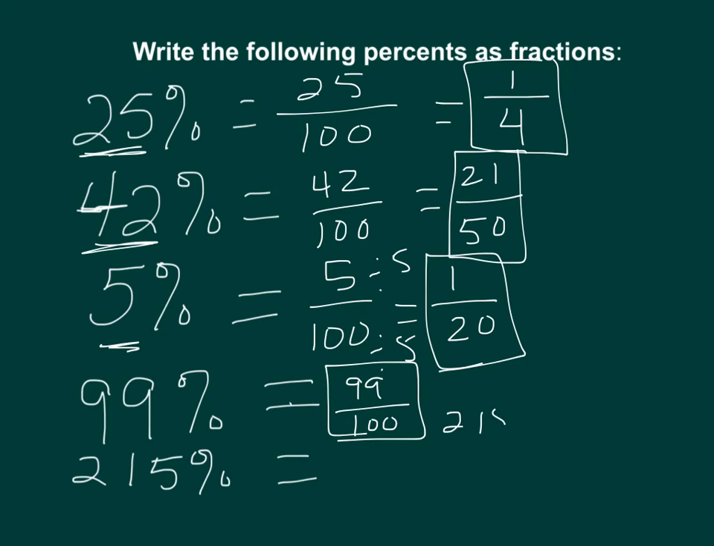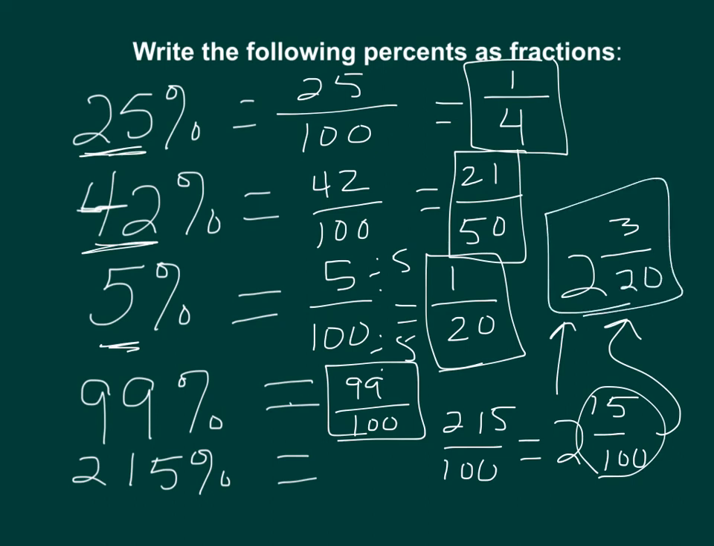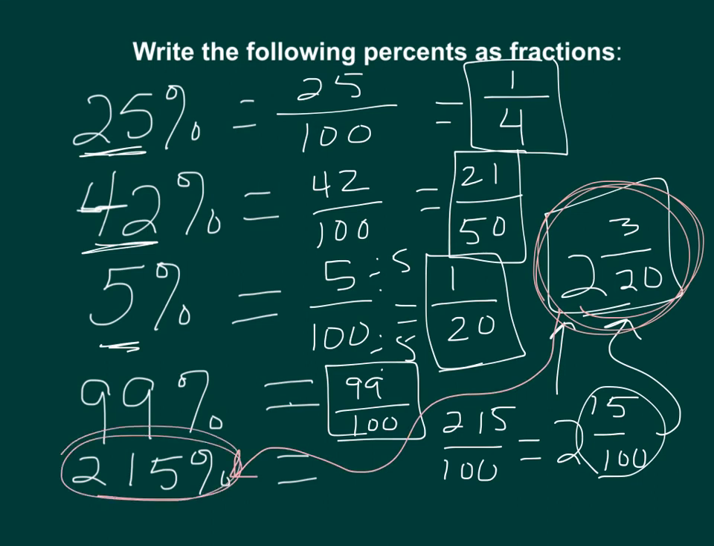215% might be a little bit trickier because I'm going to end up with an improper fraction, but I can then change it to a mixed number. 100 goes into 215 twice, with 15 left over. And if I put that into simplest terms, I keep my whole number the same and reduce the fractional part. 15 divided by 5 is 3, because I know 5 will go into 15 and 100. And 100 divided by 5 is 20. So 2 and 3/20 is equivalent to 215%. So now you know how to change percents to fractions.